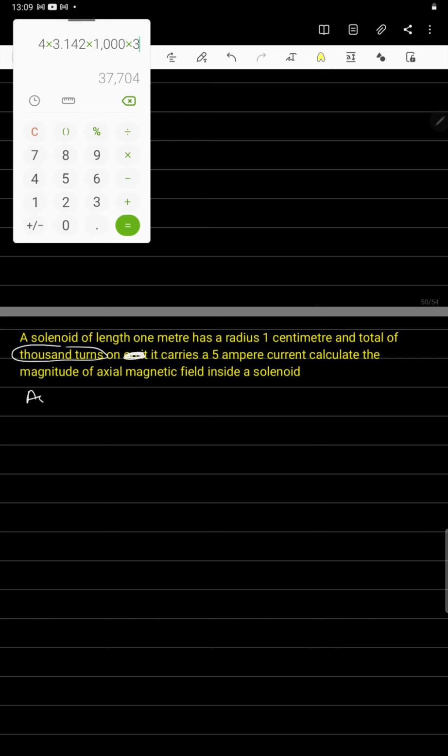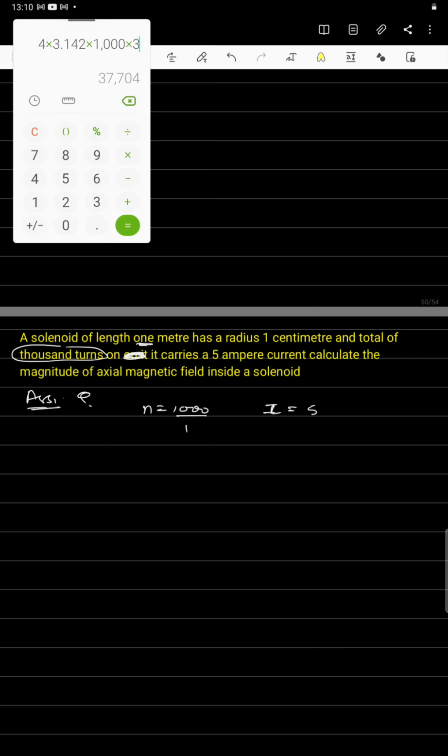So this is the assignment question. Here also 1 meter is there, so no problem. 1000 turns are there, so n equals 1000. There is no need to divide here because the length is 1 only. You will get 1000, and current is given, that is 5 ampere. So you calculate the magnitude of axial magnetic field inside the solenoid.